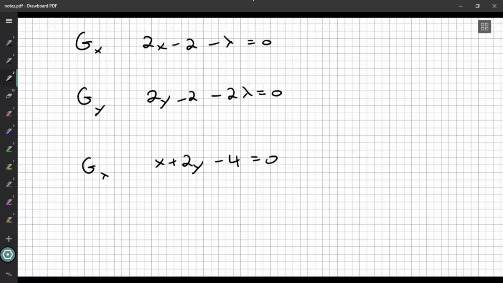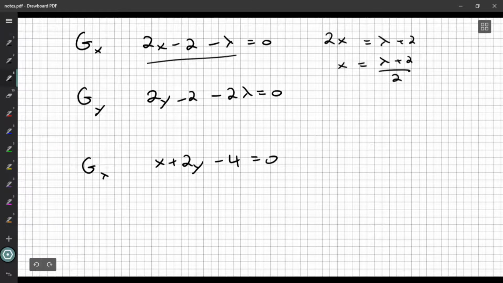So I noticed that in the first expression, we have an x and a lambda. We could rewrite this. Say 2x is lambda plus 2, and get an expression for x just in terms of lambda. And this is a good strategy if you don't have sort of an immediate gut reaction to anything: solve for some variables in terms of others. This second equation, the derivative of g with respect to y, only has y's and lambdas in it. So we can rearrange and solve for y in terms of lambda.